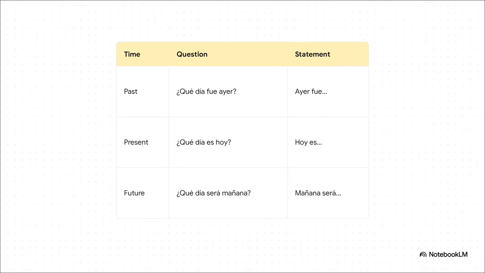Let's actually apply these concepts practically. Here is exactly how you ask and answer questions about time. In the present, we ask, ¿qué día es hoy? What day is today? And we answer with hoy es. Notice that verb es. Now look at the past. ¿Qué día fue ayer? What day was yesterday? The answer, ayer fue. The verb changes to fue.